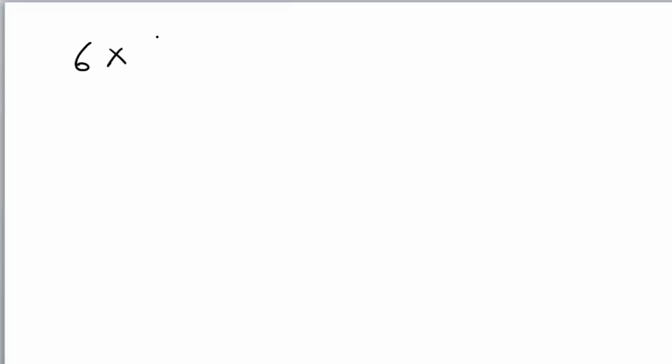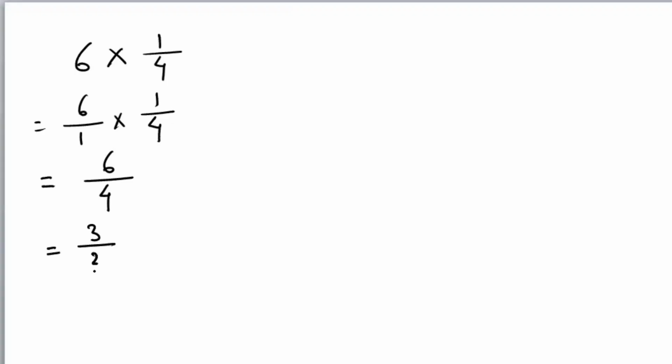6 multiply with 1 over 4. 6 is a whole number, so we simply put 1 in the denominator place to make it a fraction. 6 over 4. We can further break it down into 3 over 2. Now it is an improper fraction, so it will be 1 and 1 over 2 as a mixed number.